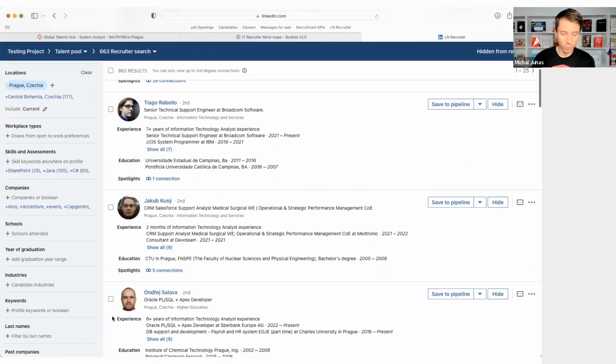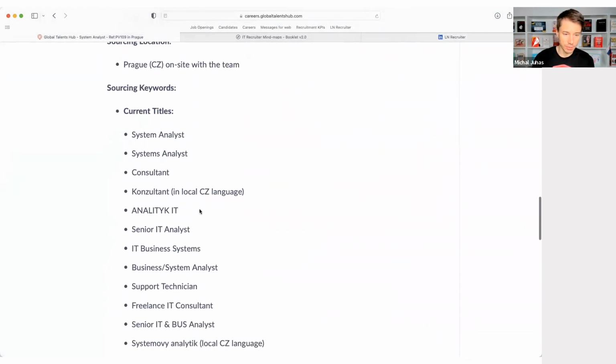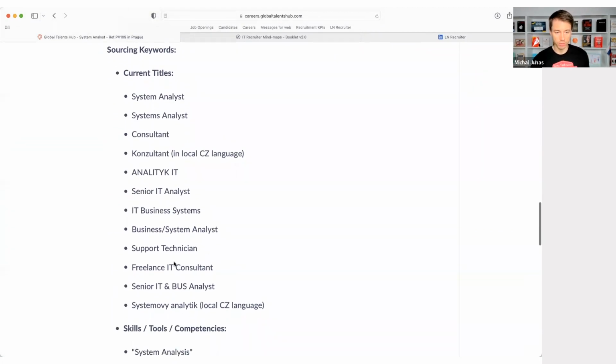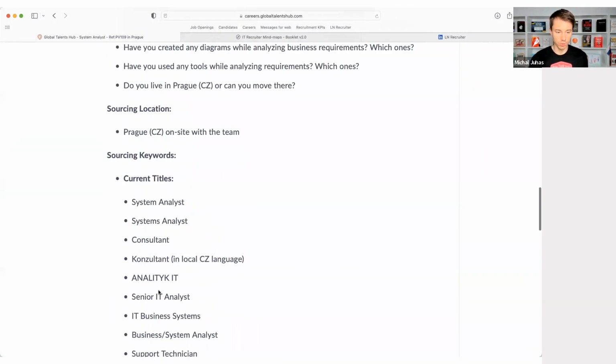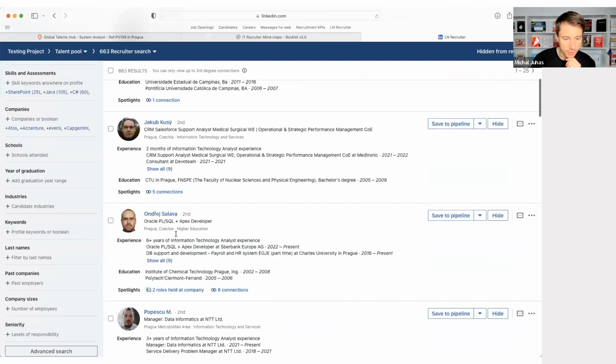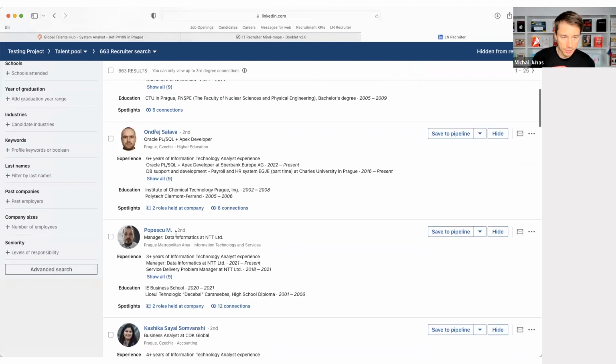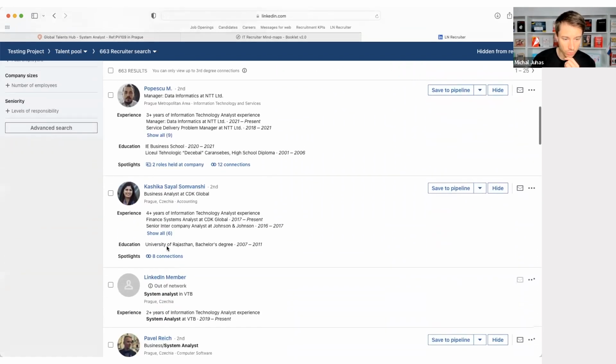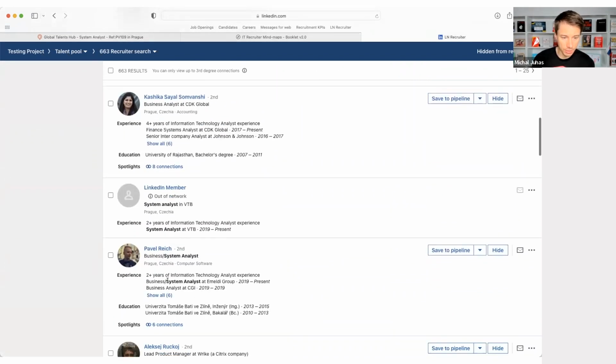And obviously not everyone has the title system analyst. We just saw it in these current titles. So we need to consider freelance consultants. We need to consider business, IT business systems analyst, senior IT analyst. So anyway, the way I would approach it now is just to see on a high level, who are all these people, system analyst, business/system analyst.